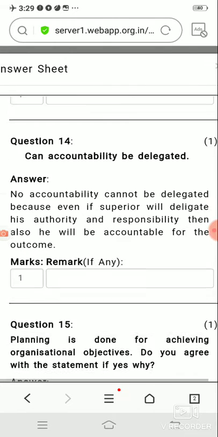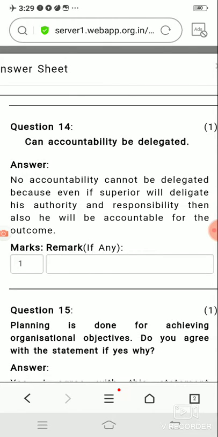Now next is: can accountability be delegated? I have told you earlier also that you cannot delegate accountability. It's possible that a superior delegates certain work to his subordinate to reduce his own burden, but still the person is accountable for his own work. So we cannot delegate accountability.